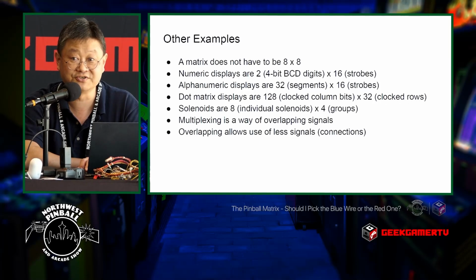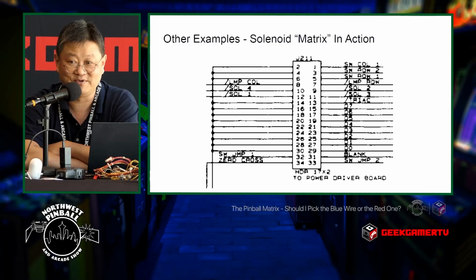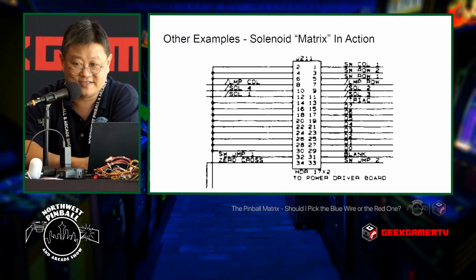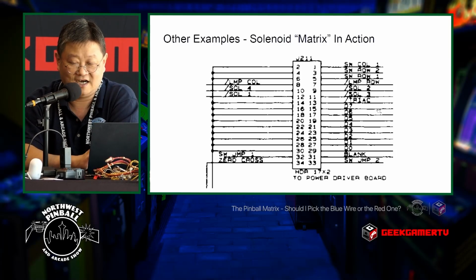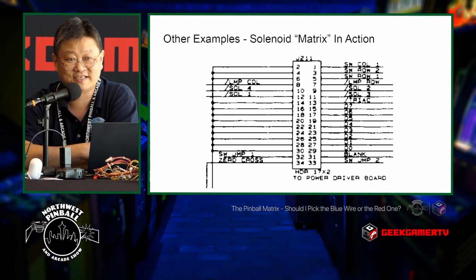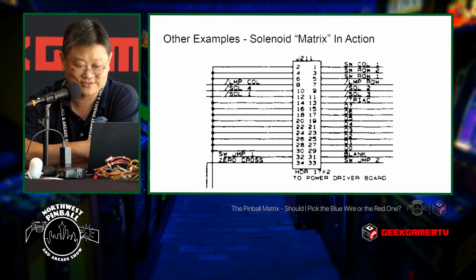The goal is to use fewer signals. So if again, 128 wires or 16 wires, which would you rather have? That's the nature of the matrix. So here's the example of why solenoids are actually considered a matrix. The way the software works is it says, I'm going to deal with solenoids in groups of 8. 1 to 8, 9 to 16, 17 to 24, and 25 to, in the case of Williams, 28. The last 4 solenoids are not used.